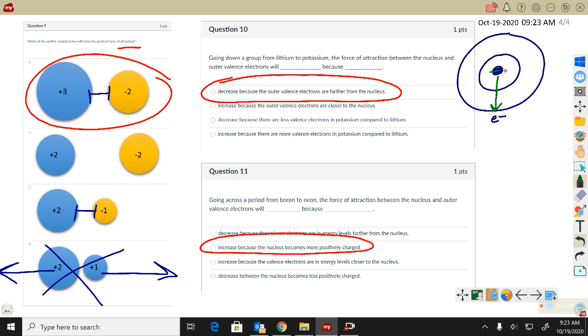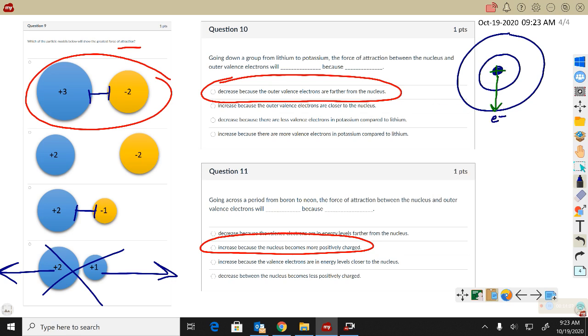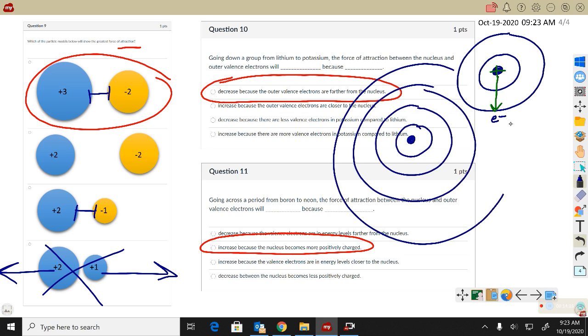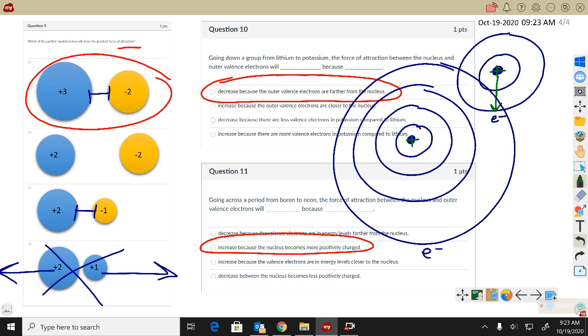I'll put a little positive in there. There's my positive nucleus. It's going to attract the outer electrons. But then when I think of potassium, potassium has electrons distributed amongst 1, 2, 3, whoa, 4 energy levels. So here's my little electron. Yikes, now it's pretty far from my positive nucleus. Just distance-wise, it's going to have a harder time hanging on to that outer electron.